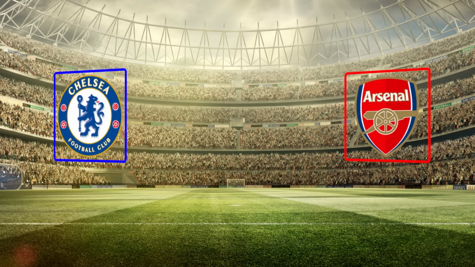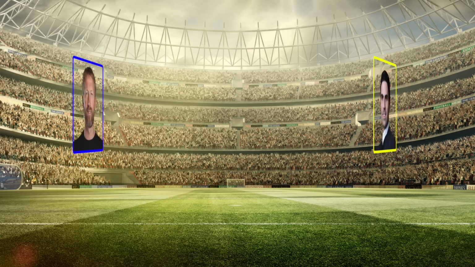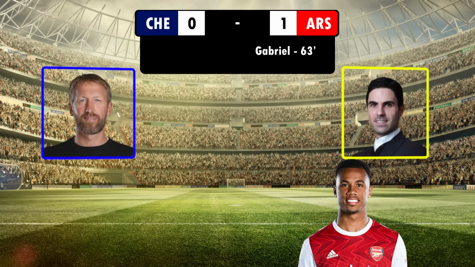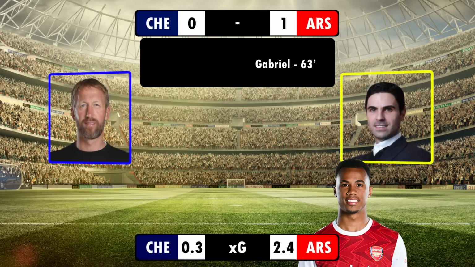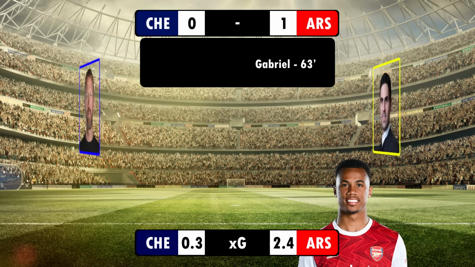It was a London derby at Stamford Bridge when Potter's Chelsea hosted Arteta's Arsenal. In the end, Arsenal had a dominant performance despite only scoring one goal through Gabriel. The xG showed that Arsenal had by far the better quality opportunities. But what tactics did Potter and Arteta use?